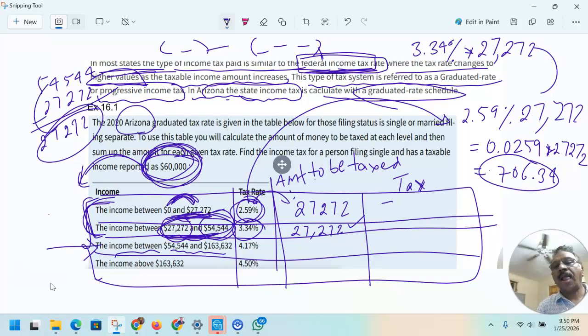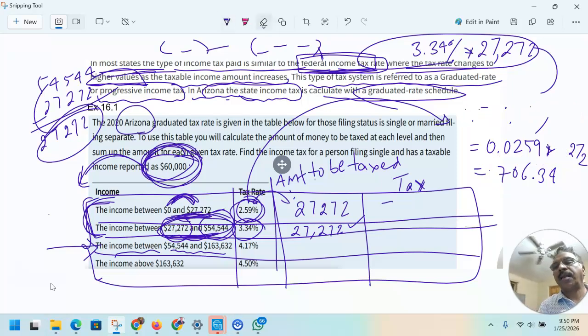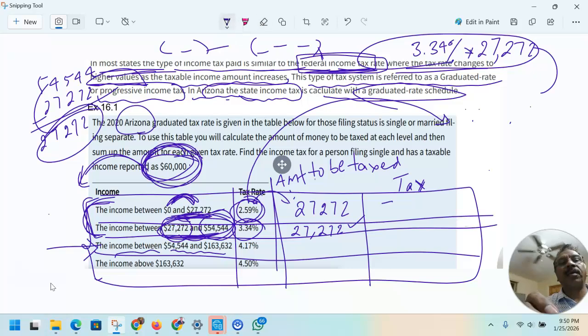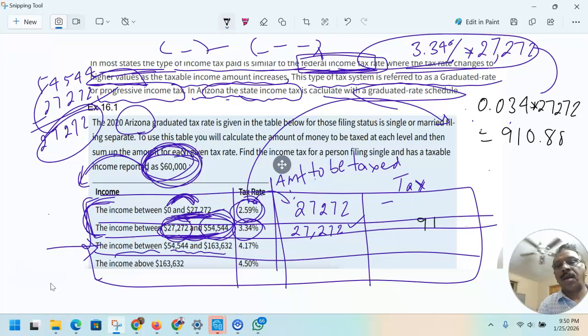Anyway, what I'm saying is now you have to take this percentage. So all you do is again the same work, but 3.34%. If you use the calculator, this would be 0.0334 times 27,272, and you end up getting 910.88. So this will be here, 910.88. That's the tax when the amount is between these two.